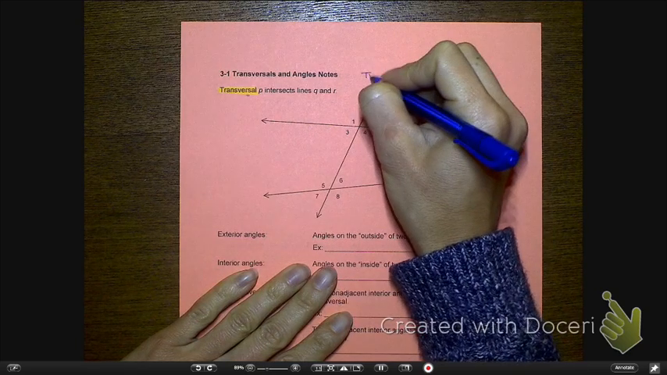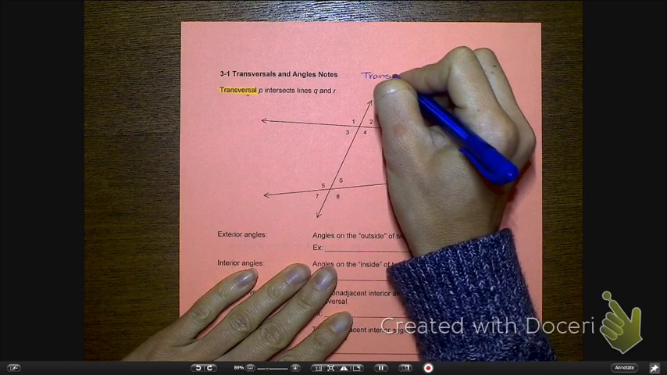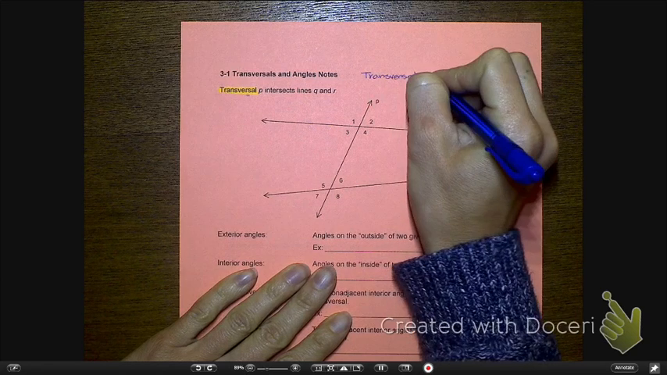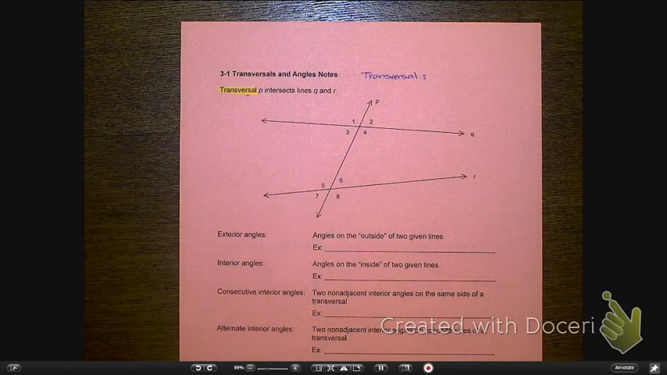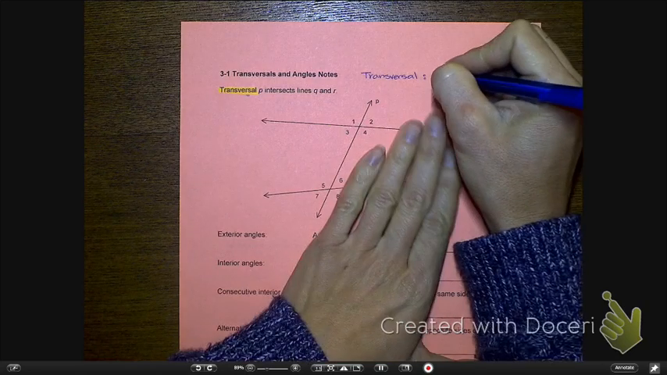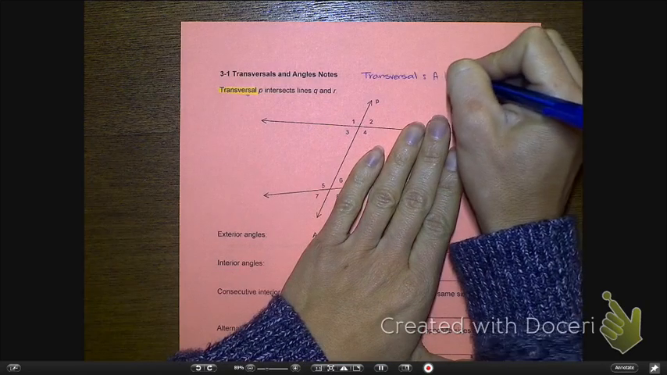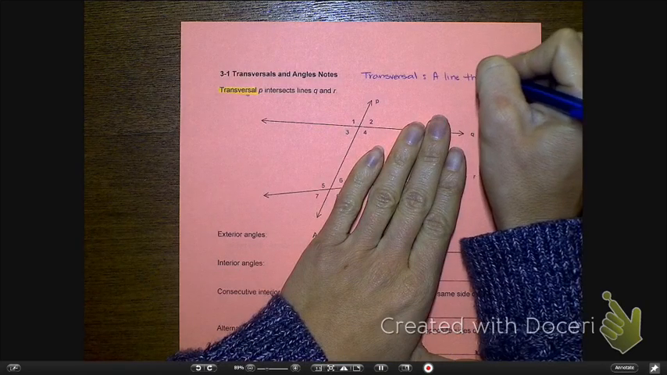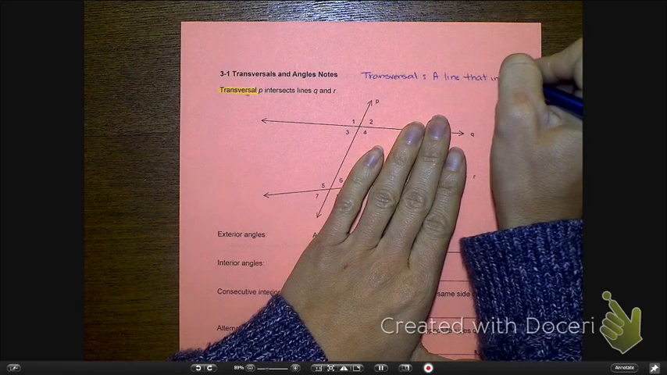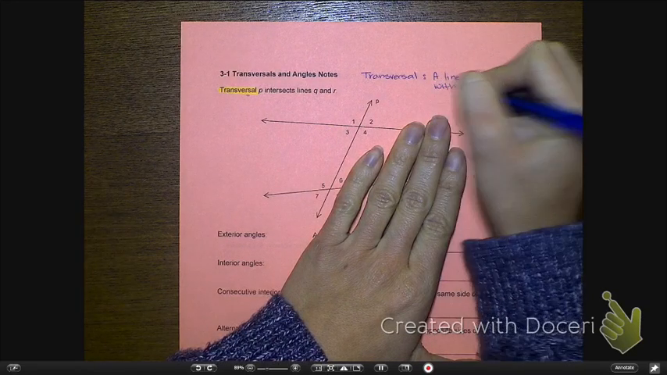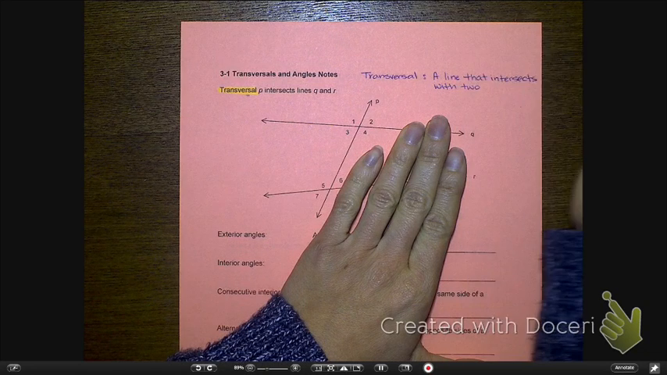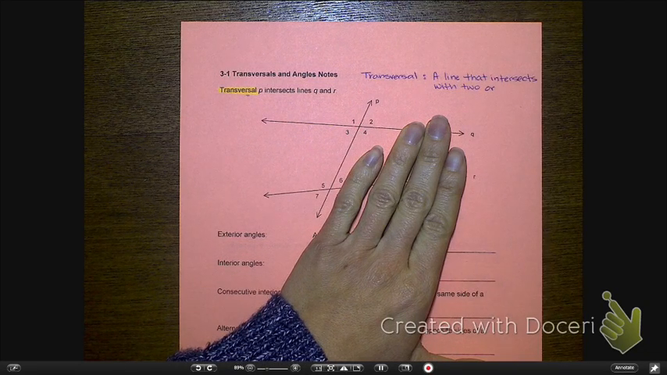Okay, so I'm going to write it down over here, and we're going to define what that is. A transversal is a line that intersects with two or more other lines.